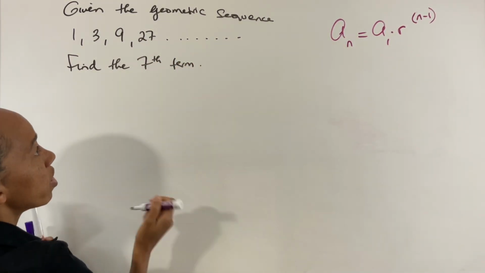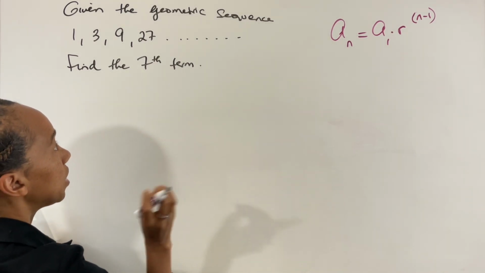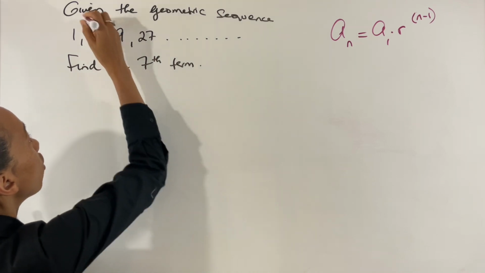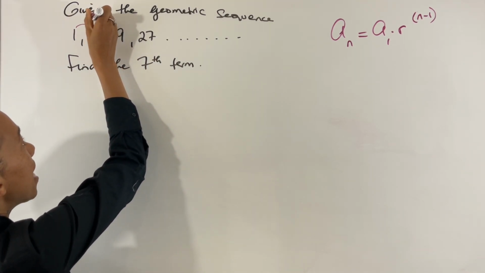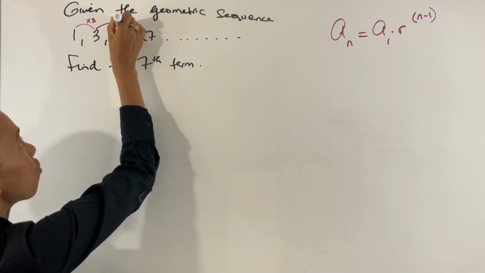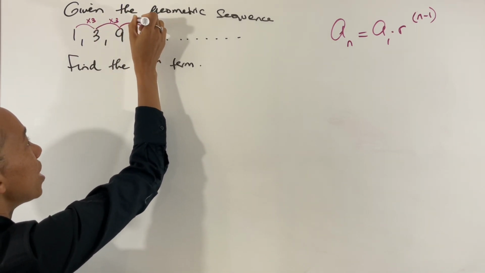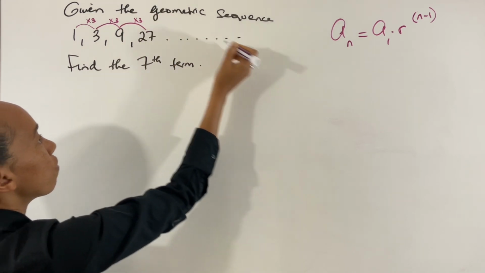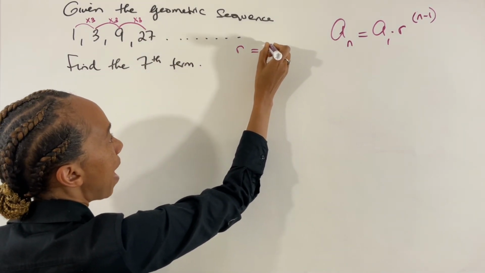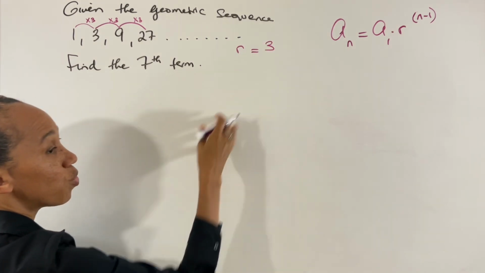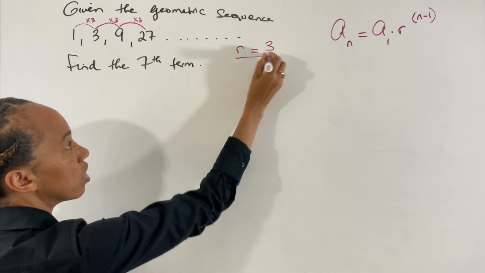So, we're going to first, step 1, find r, which is our common ratio. Going from 1 to 3, that is a multiplication of 3. Going from 3 to 9, that is a multiplication of 3. Going from 9 to 27, that is a multiplication of 3. So therefore, r is simply multiplied by 3, or we just put 3 because we already know that it is multiplication. So we just write r is 3.